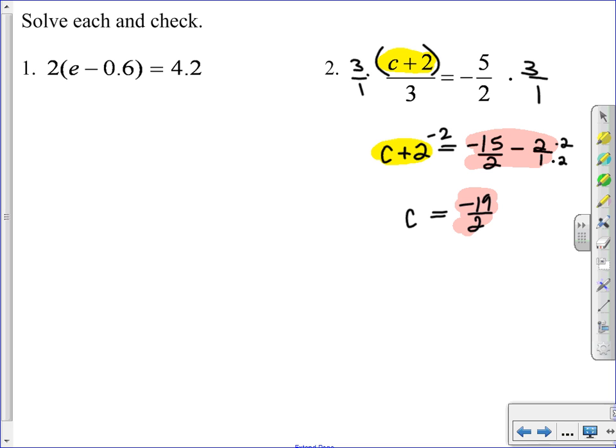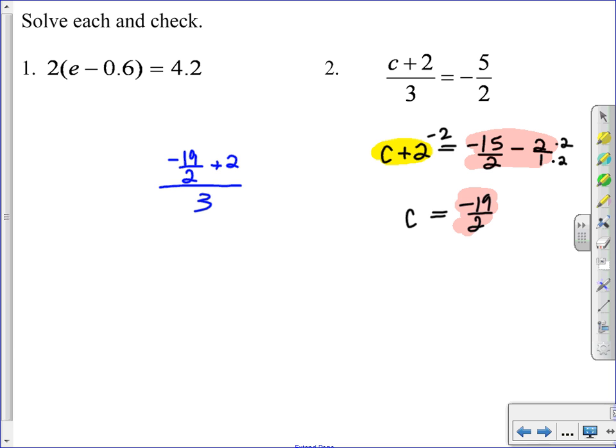Something we haven't talked about for a while is just a reminder, you can always check your work. You don't even need the back of the book when it comes to the test. Our original question, if I just erase all the junk around it, was what number plus 2, divided by 3, is negative 5 over 2. So if I take my C value and I add 2 to it, and then I divide it by 3, do I get minus 5/2? And some of you might even want to use your calculator to check that. That would be reasonable to me.